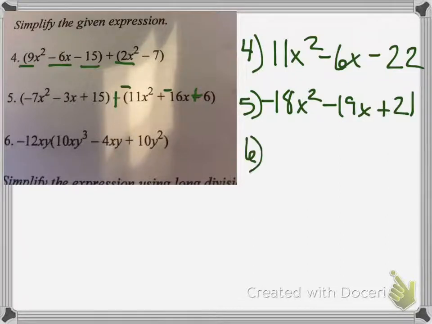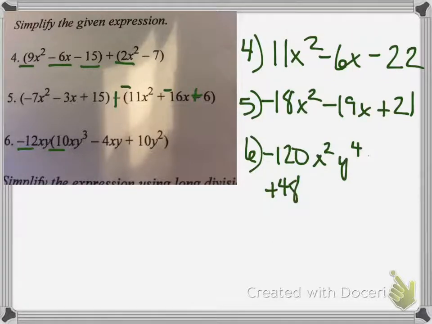And then here on number 6, okay, we got to distribute. This one's going to be multiplication. So negative 12 times 10 is negative 120. X times x is x squared. Y times y cubed would give me y to the 4th. So I'm just going to add exponents on those. Negative 12 times negative 4 would be positive 48.